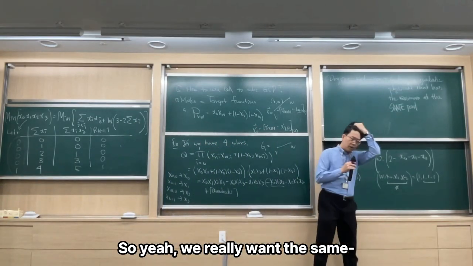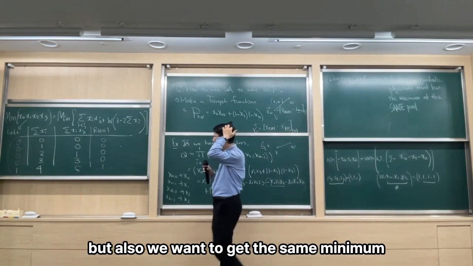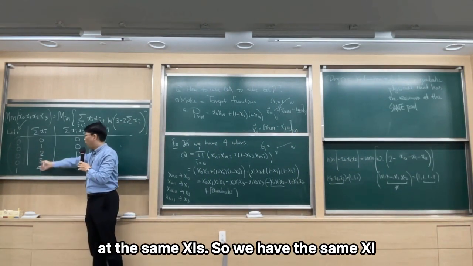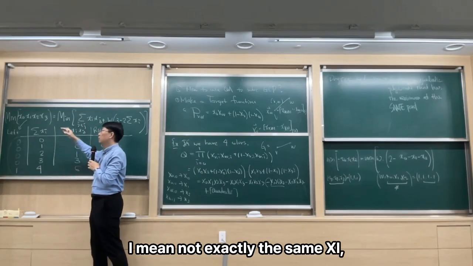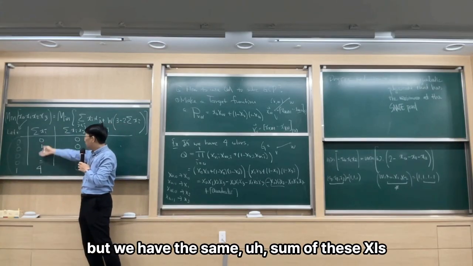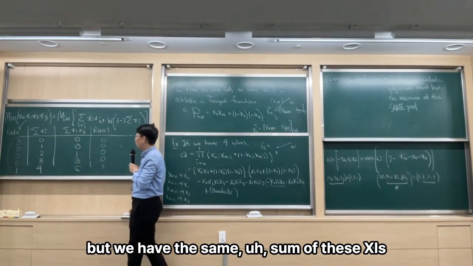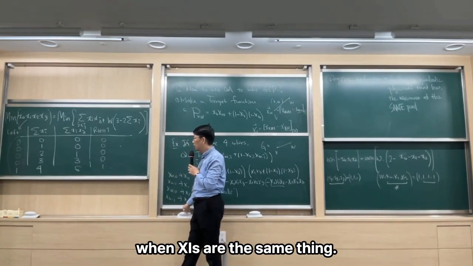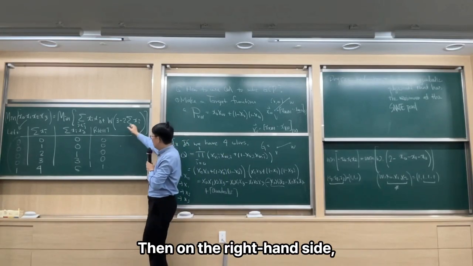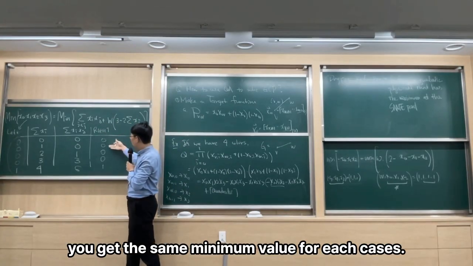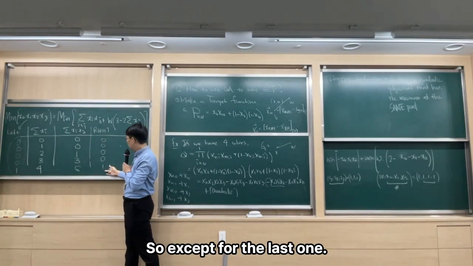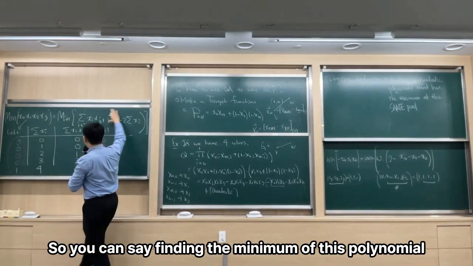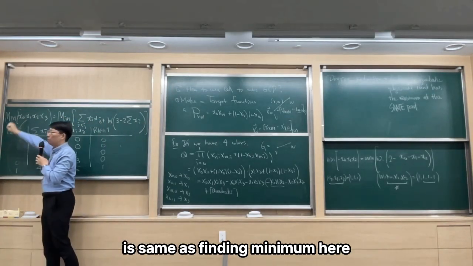So yeah, we really want to have the same minimum, but also we want to get the same minimum at the same xi's. Not exactly the same xi, but we have the same sum of these xi's and xi times xj, when xi's are the same thing. And you can see that on the right hand side, you get the same minimum value for each case, except for the last one. So you can say finding the minimum of this polynomial is same as finding minimum here.